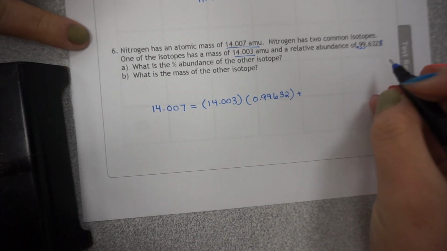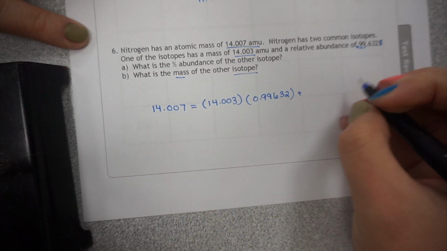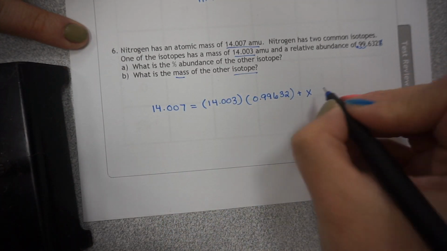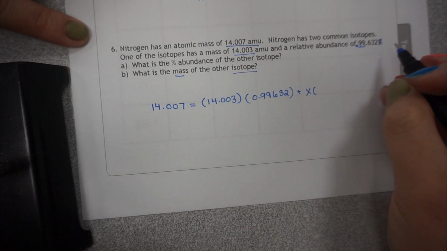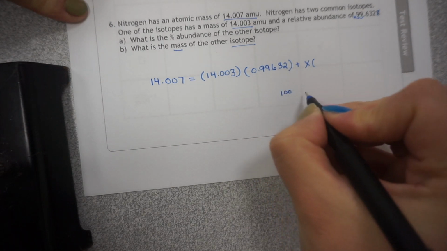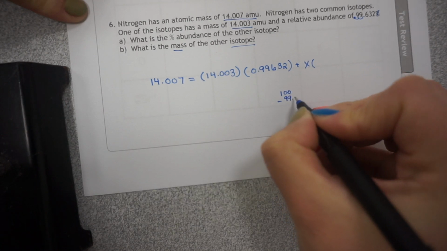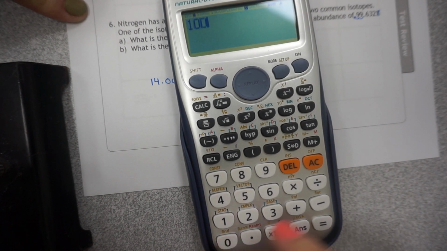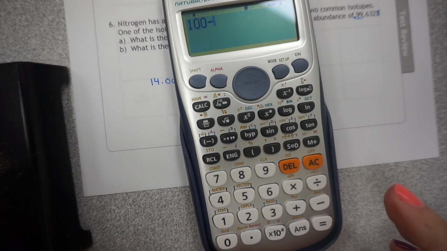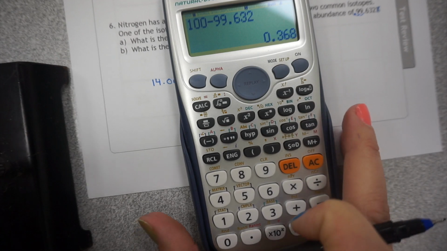Plus, we don't know the mass of the other isotope. It's asking us here. So we're going to call that X, okay? But we can decide what the percentage is. So all you have to do is just do 100 minus 99.632. Most of you can do this in your head, but if I did, I would just mess up because I'm talking and I am writing and I am thinking.